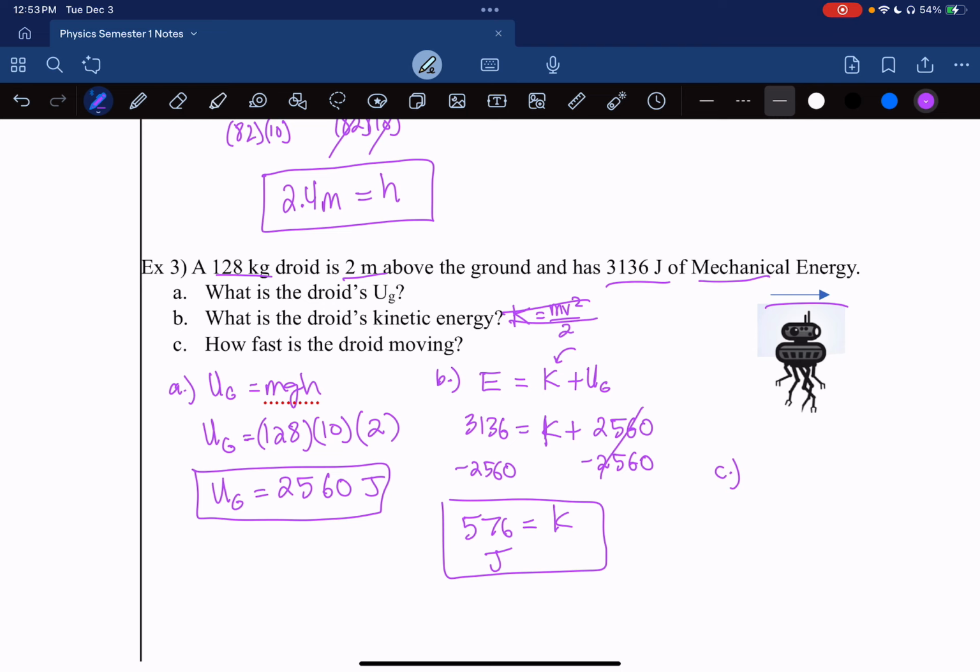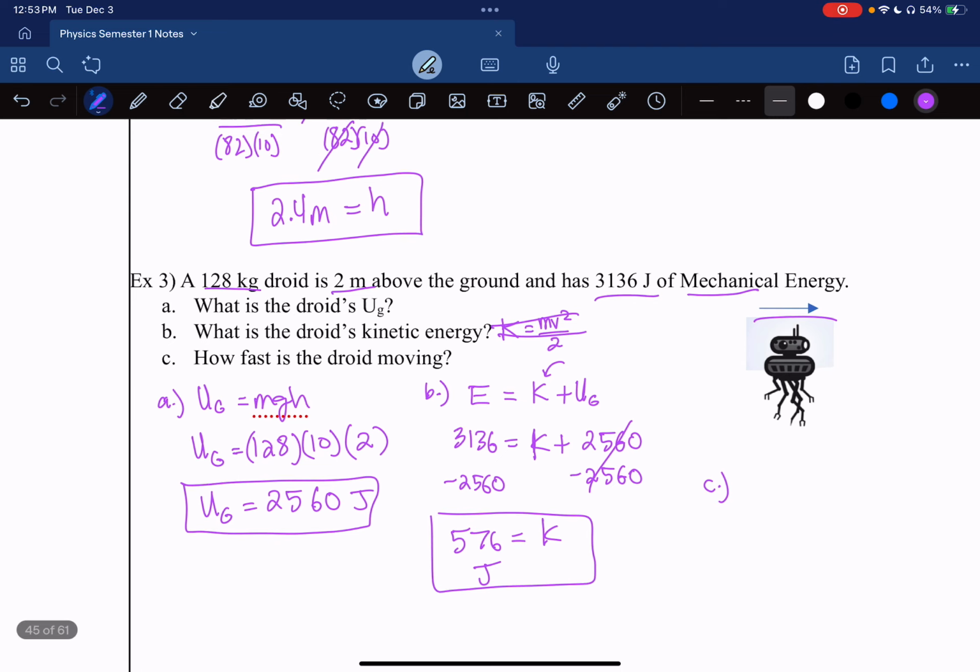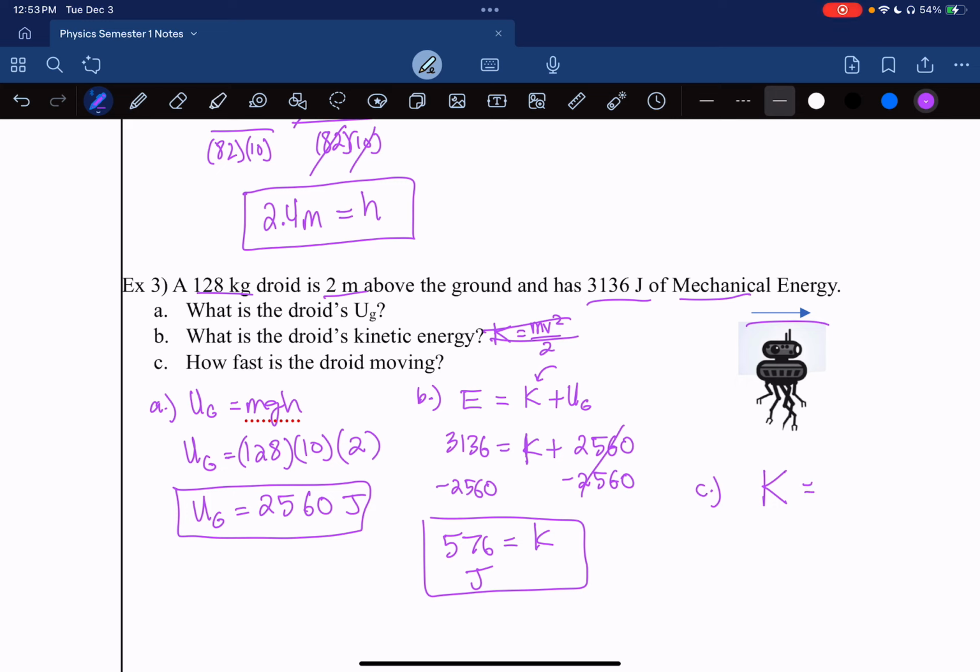Now C, I have run out of time for, but now that you know the kinetic energy, we can use this one and work it backwards to solve for speed. That would be 576 equals 128 times v squared over 2. It's not going to be very pretty, but I can calculate this real quick. And you should try this. Oh, we get a really good number. So try out this math here, and you should get the speed is 3 meters per second. Sorry about that.